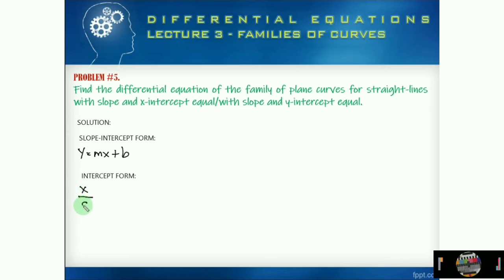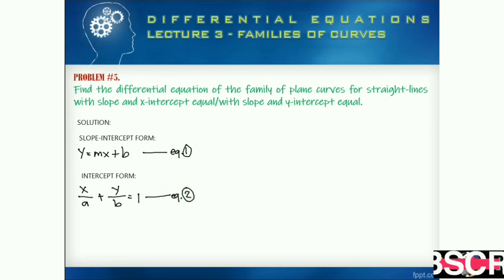x over a plus y over b is simply equal to 1. So this is now our intercept form. We will denote this one as our equation 1 and this one as our equation 2 here. Okay, and then proceeding now with our solution.